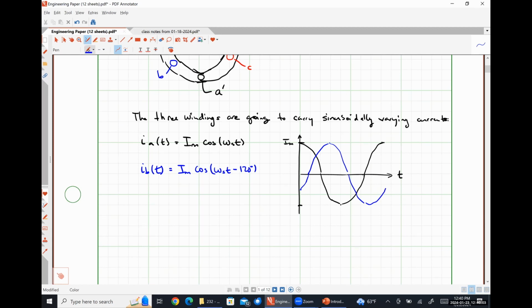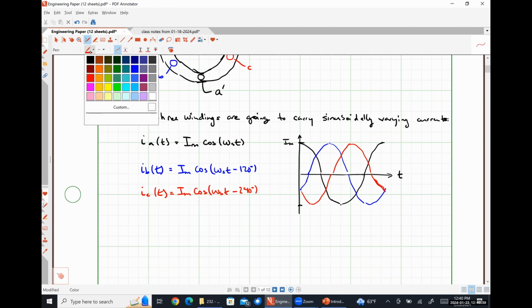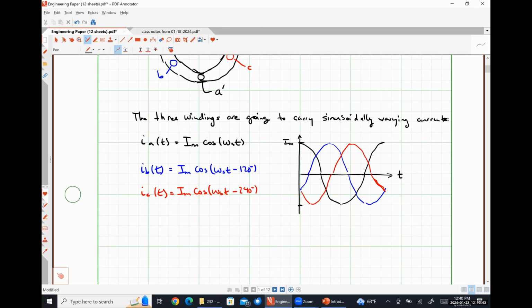Something like this. And then IC will be Im cosine omega t minus 240 degrees. Something like this. And I'm going to put some dashed lines here for different times that we're going to look at things, right? So here at the origin is going to be T naught. Then right here, this is going to correspond to a time T1.